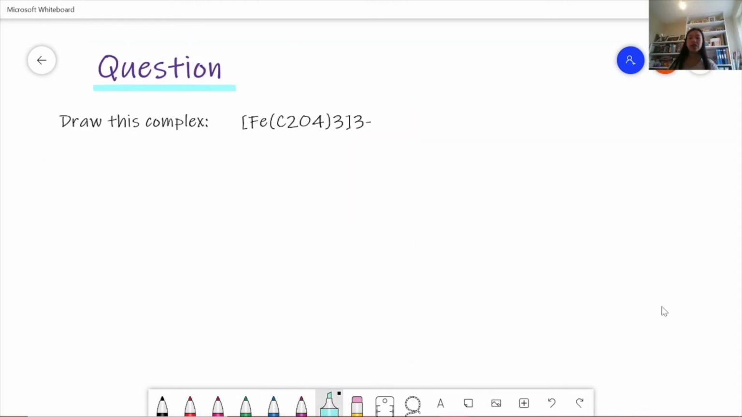Now we're going to look at a quick question, which is to draw this complex. So first we look at the ligand. So we have this ligand, which is C2O4 2-, and we know this as a bidentate ligand. And so what that means is that it forms 2 coordinate bonds with the metal ion, which in this case is Fe3+. We know that because each of these ethanedioate ions is 2-, and we've got 3 of them, so that accounts for 6-, and so the Fe must be 3+ for the overall charge to be 3-. And so the molecule would look something like this.